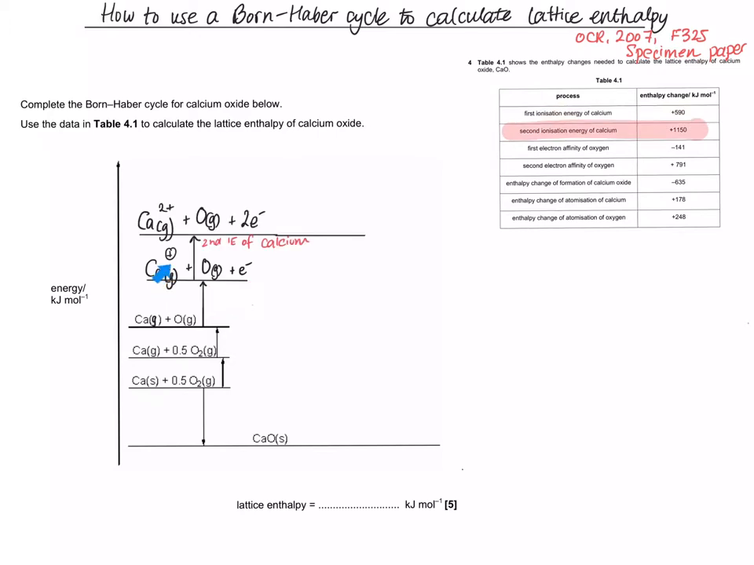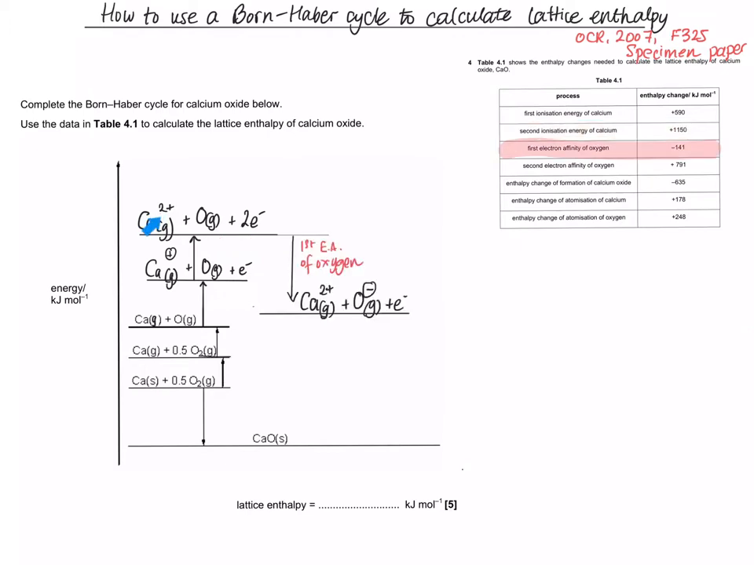The next step is we need to remove the second electron from calcium. And this is the second ionization energy of calcium. And it's worth pointing out that if this number here is positive, i.e. it's an endothermic process, the arrows go up. And if it's an exothermic process, the arrows go down.